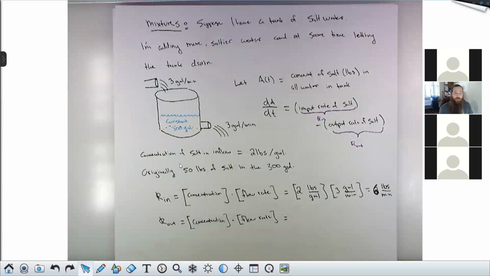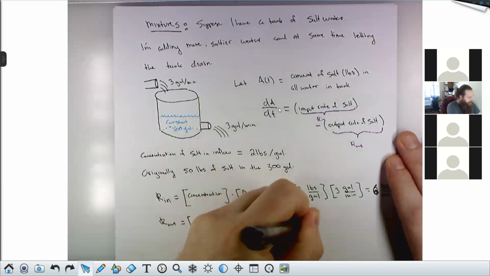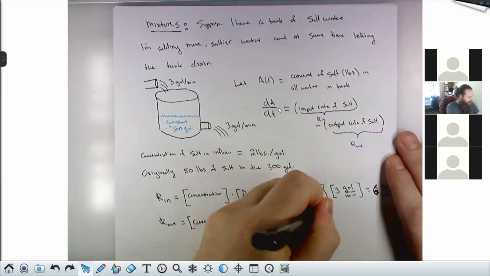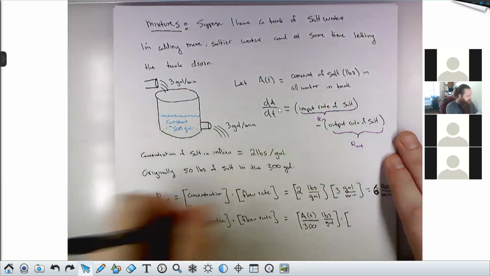Now you're right that if I wanted the initial concentration, I'll take the initial amount of salt and divide by the volume of water that's in there. If I want the general concentration, the concentration at any given moment, I should take the amount of salt in that moment and divide by the volume of the solution in the tank. Is that clear? So the big deal is that this amount of salt in the tank is changing. It starts at 50 pounds, but it's going to be going up because I've got saltier stuff coming in. So my concentration here is the function A of t divided by the volume of the tank, which is 300. And again, this is pounds per gallon. And then the rate of outflow is, again, 3 gallons per minute.